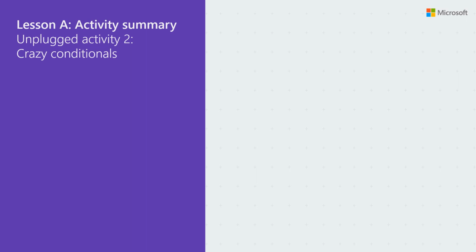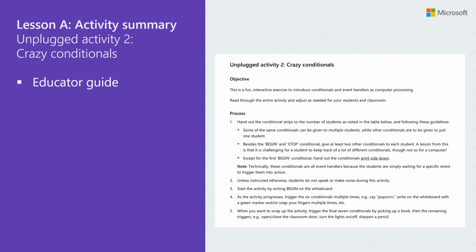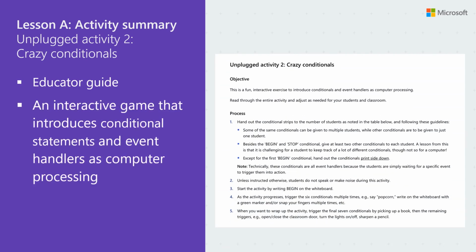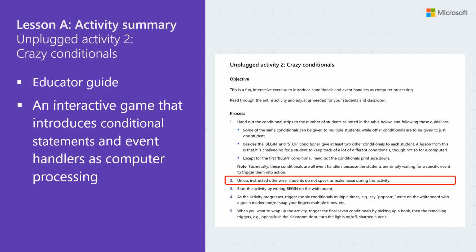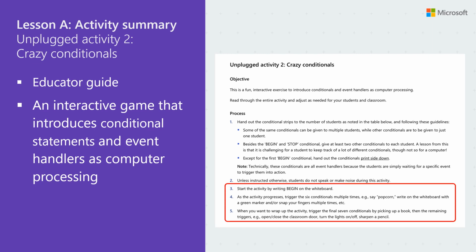The second unplugged activity, called Crazy Conditionals, is an activity to introduce conditionals and event handlers. You'll hand out the prepared conditional statements following the guidelines, and you'll instruct the students not to speak or make noise unless their conditional statement triggers them to. Then you follow the rest of the instructions to facilitate the activity. This is a really fun, high energy activity with students bouncing up and down, and it can be a lot of fun and a great way to reinforce how event handlers work.